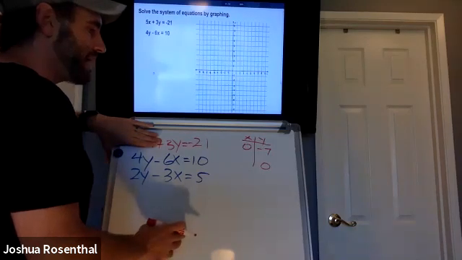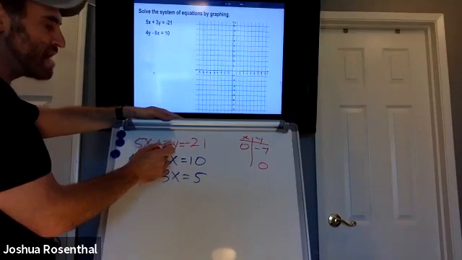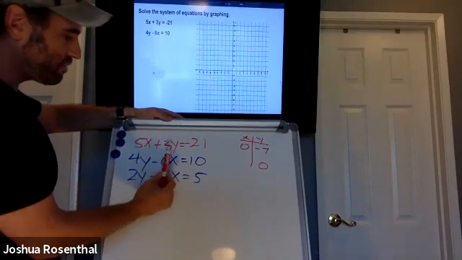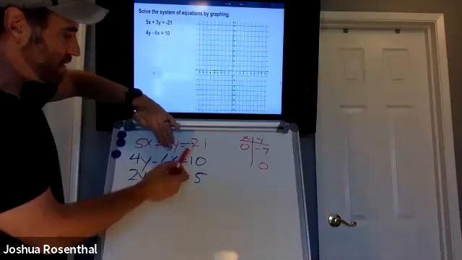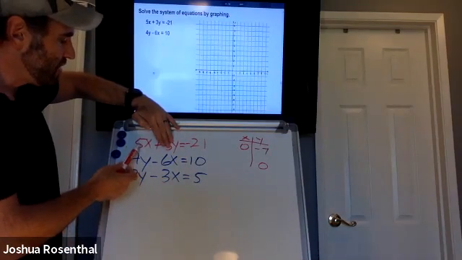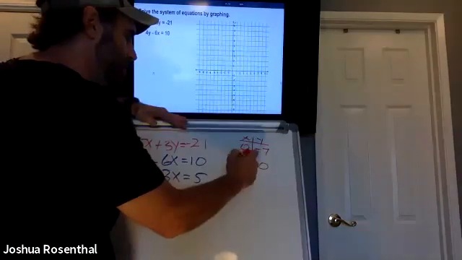Now I'm going to find my x-intercept by making y 0. So when y is 0, I am on the x-axis. So 3 times 0 is 0. 5 times something is negative 21. Well, I can solve that by just dividing by 5. So it's negative 21 over 5.